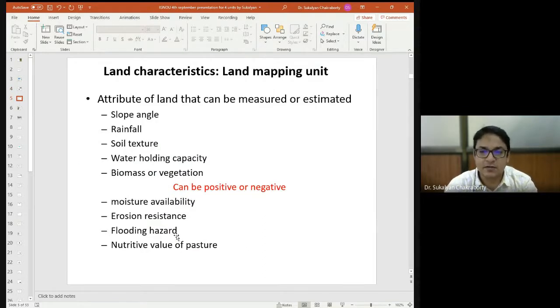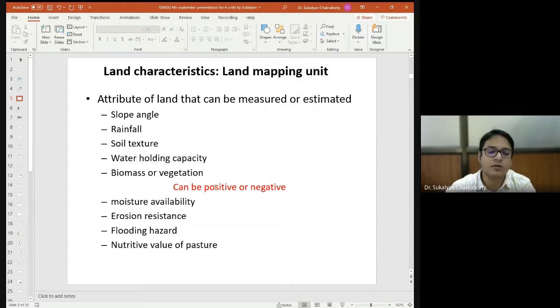What are the land characteristics? So the basic land characteristics are slope angle. What is the slope? What is the gradient of the land over there? The rainfall pattern of that land, the soil texture, the water holding capacity. Actually, the soil texture, water holding capacity and bulk density, these are some of the physical features of land, you can say, which are actually the result of the soil characteristics over there. Okay, and they determine how much vegetation will be growing over there. Say you have dry lands or arid lands in the western part of our country, where you find the water holding capacity of the soil is very low. So what happens? The moisture content of that land is less, and so less vegetation is growing over there.